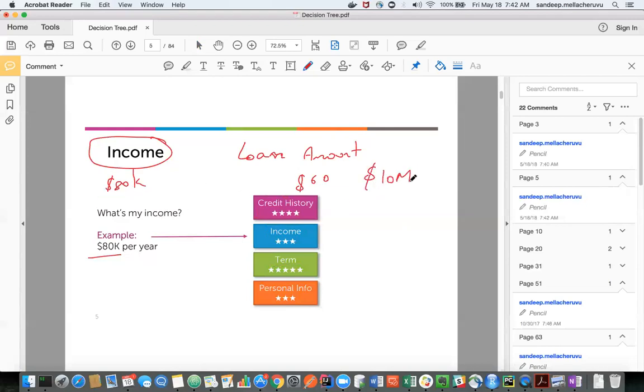it will take at least 20 years for him to earn 10 million. So it might be very risky for the bank to give $10 million as a loan when his income is only 80k. So you always have to correlate the loan amount that you are proposing with the income that you have. Without this correlation, income by itself may not be a good measure, but in this case he has given it like that. So we'll follow the pattern that is given in the PPT.